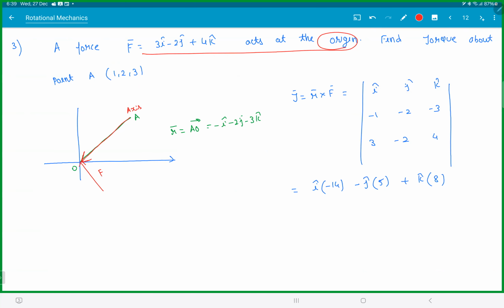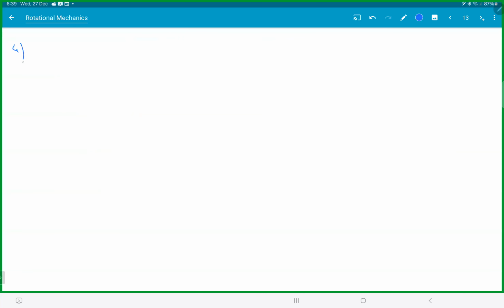Got it? R bar is not position vector. Just remember that. Okay? That happens because the moment we see R bar, the brain signals position vector, position vector, position vector. So that's what happens. Be careful with the definitions. Next thing.